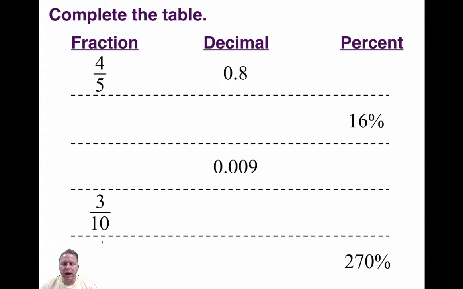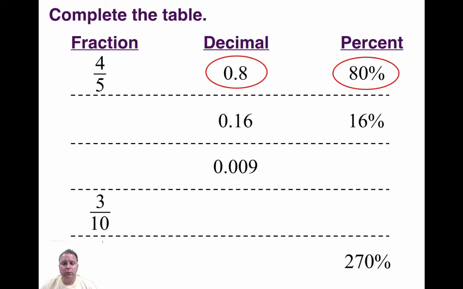So 4 divided by 5 is going to give you 0.8 as a decimal, and then as a percent, we move 2 spots to the right, which gives us 80%. Okay, 16%. Move the decimal 2 places to the left.